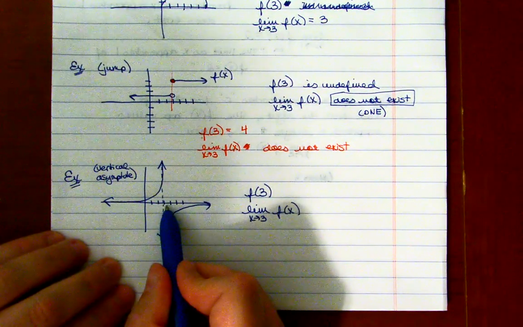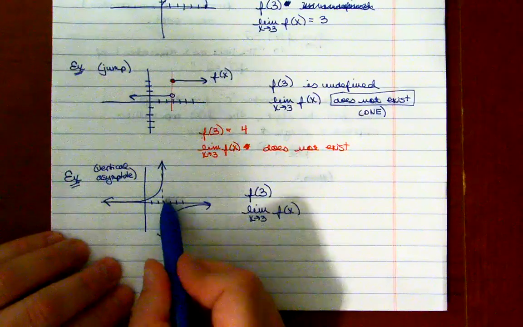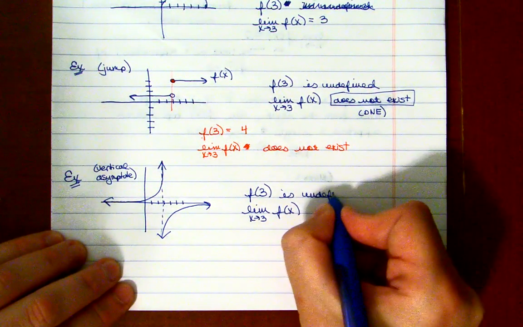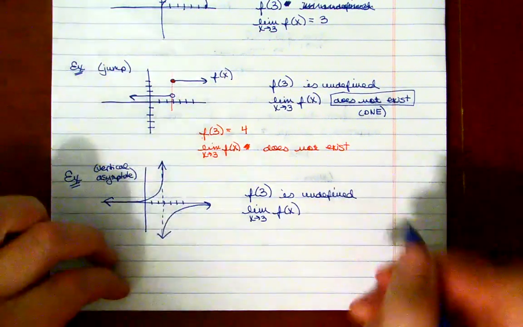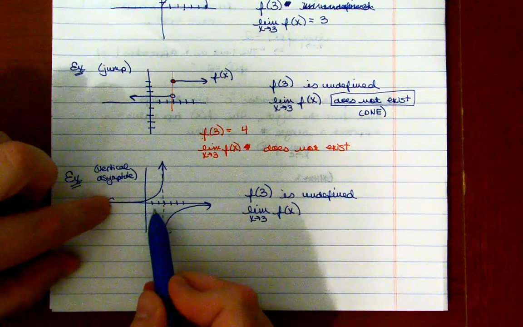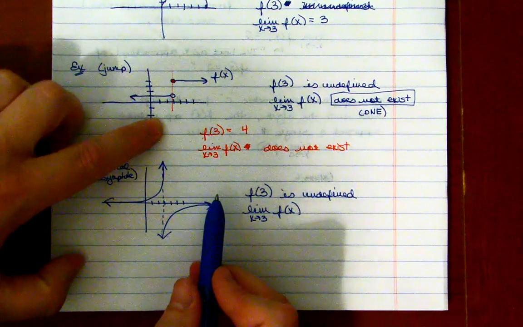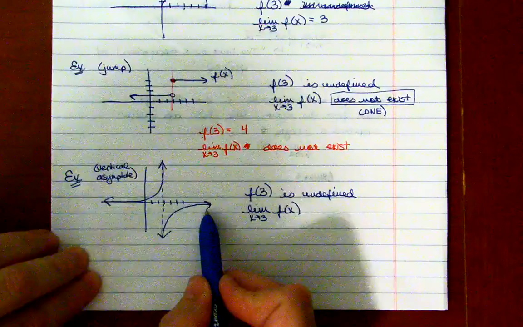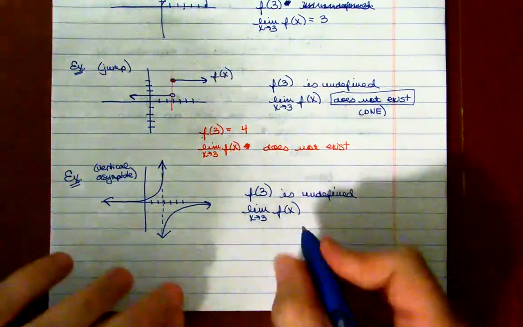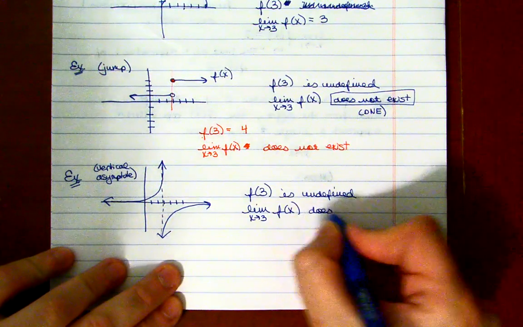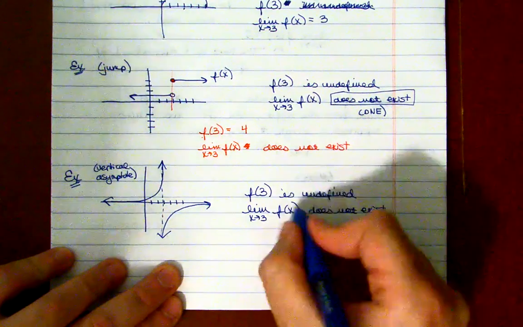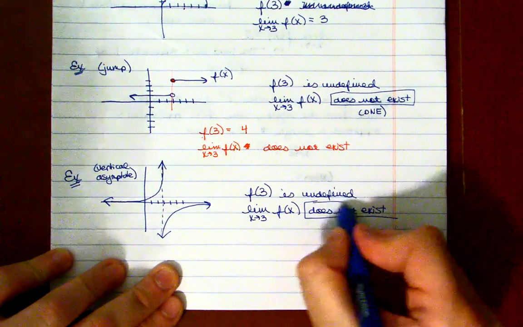Well, right at x equals 3, I don't have graph anywhere. F of 3, that's undefined. What about the limit as x approaches 3? Well, as x gets close to 3, from the left, it's going way up, not really getting close to a number. From the right, it's going way down, again, not getting close to a number. This limit also does not exist, in a very different way than the jump problem, but still does not exist.